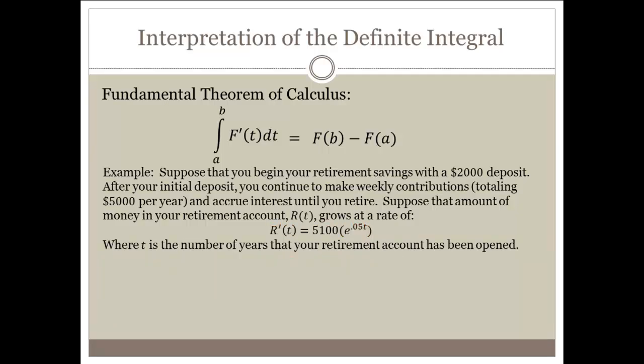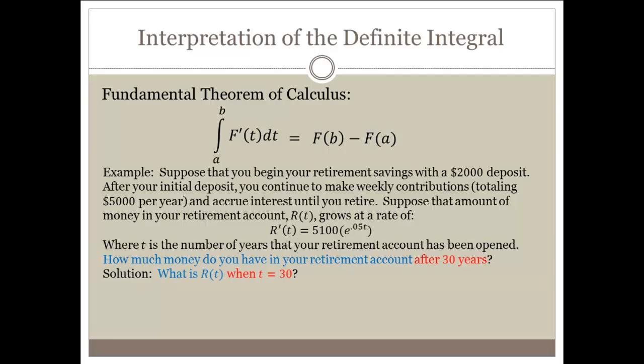Let's now come back to our example, but ask the question, how much money do you have in your retirement account after 30 years? Again, to answer this, we want to change our question to be in terms of our functions. The question, how much money do you have in your retirement account, is asking what is R(t), and the term after 30 years says when t equals 30. So what we are trying to answer is what is R(t) when t equals 30. In other words, what is R(30)?